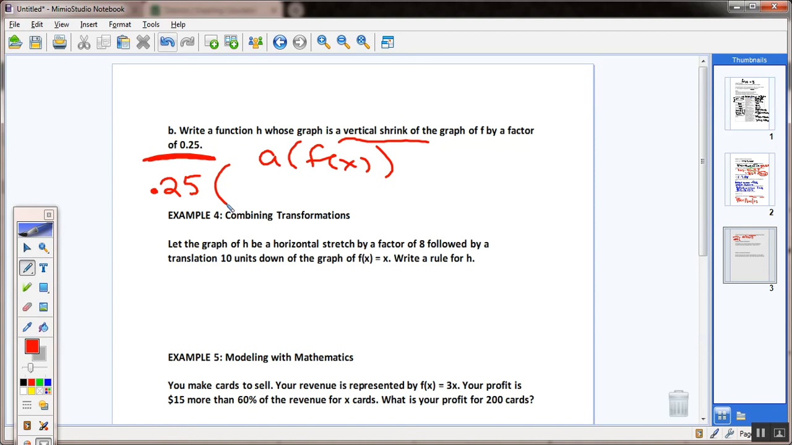What was the original function, kids? Absolute value of x minus 1, plus 2. Put a parenthesis here and the x value, and then plus 2 here. What this is saying is, if you're going to vertically shrink something, you're going to have some value a times the whole function. Isn't the whole function right here in parentheses, kids? So I need to take this whole thing times what value?